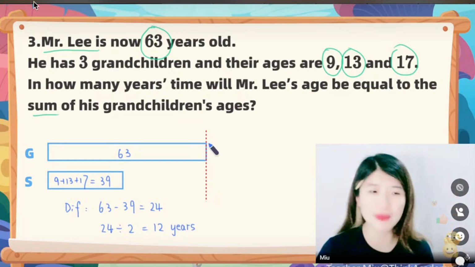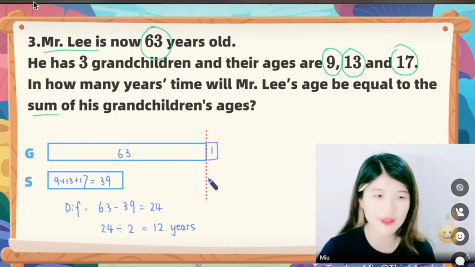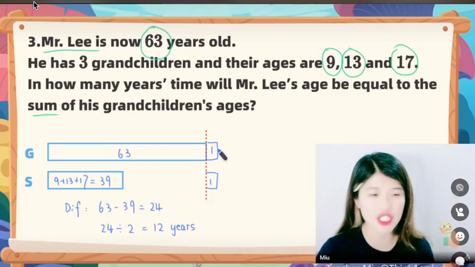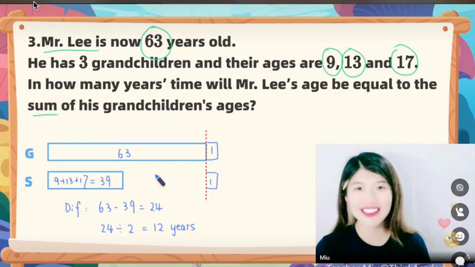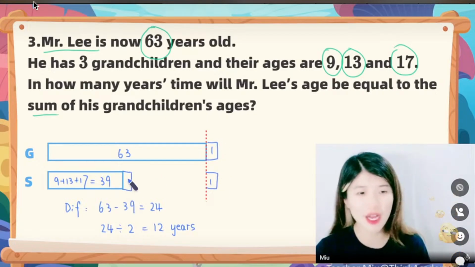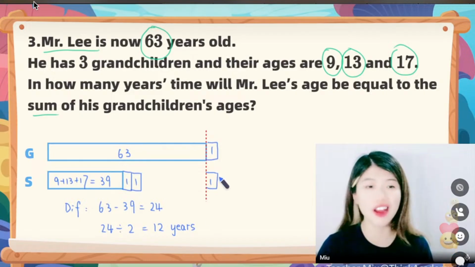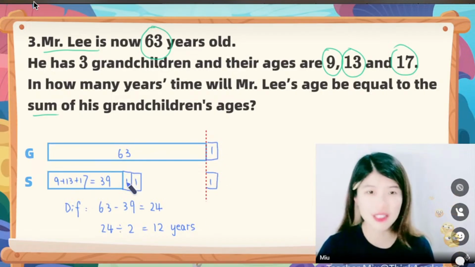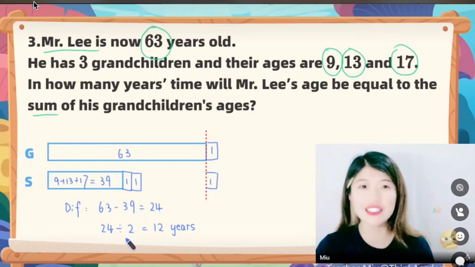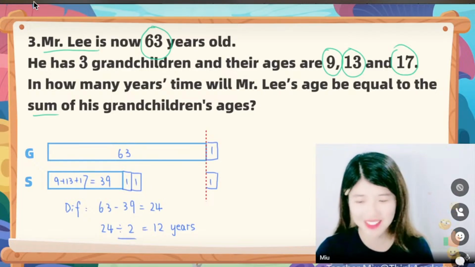years. As grandpa increased by 1, there must be 1 grandson canceling the growing up. At the same time, 1 grandson filling the gap, and another grandson filling the gap. So actually, you have 3 grandchildren, right? 1 grandson canceling the growing up, another 2 grandsons sharing the difference. That's why you need to divide it by 2 to fill in the gap. All right, so easy, right?